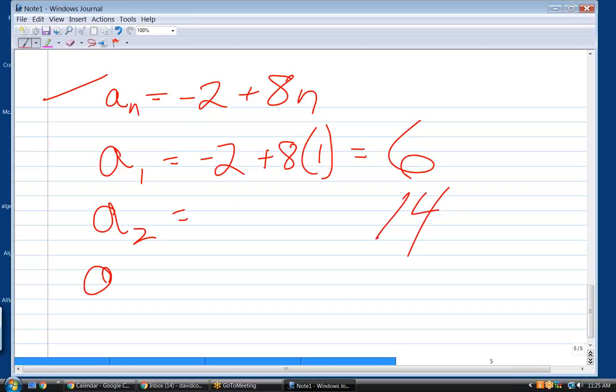What's the third term? Times 3 minus 2. 22? That's the way you do it. Okay. And they wanted the first 5 terms. That's all. Wow, that was easy.